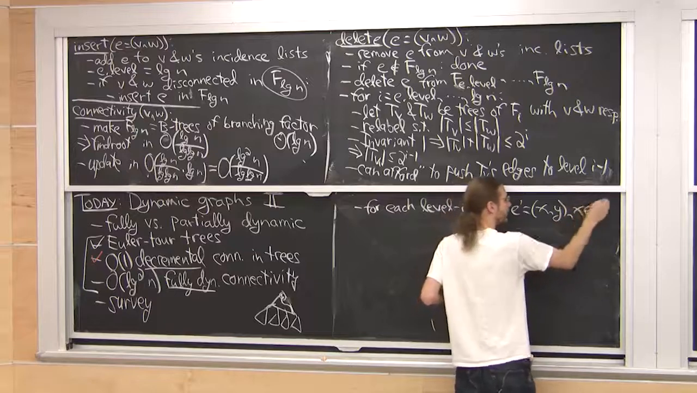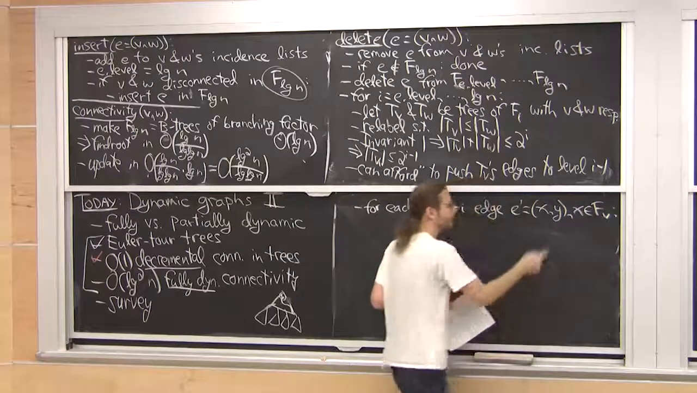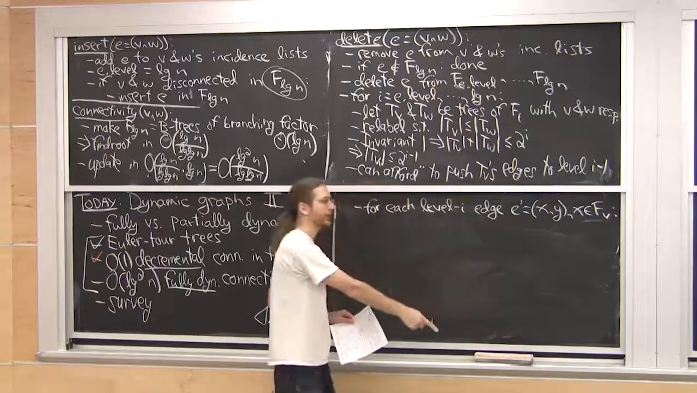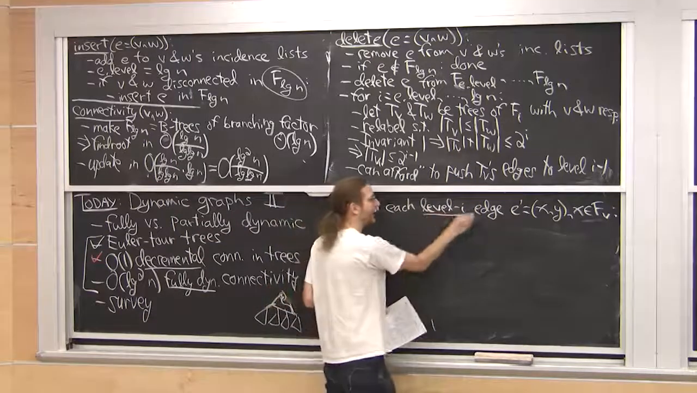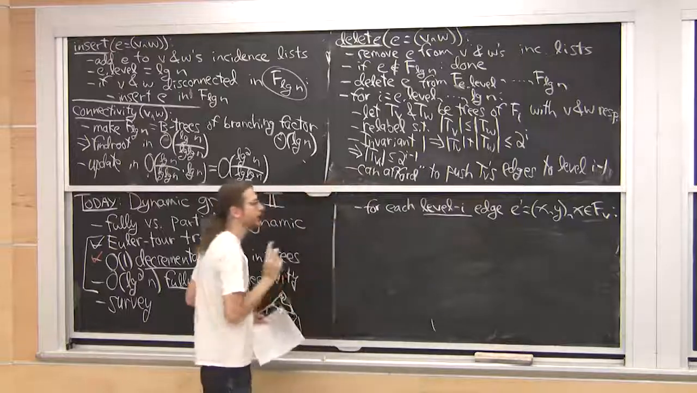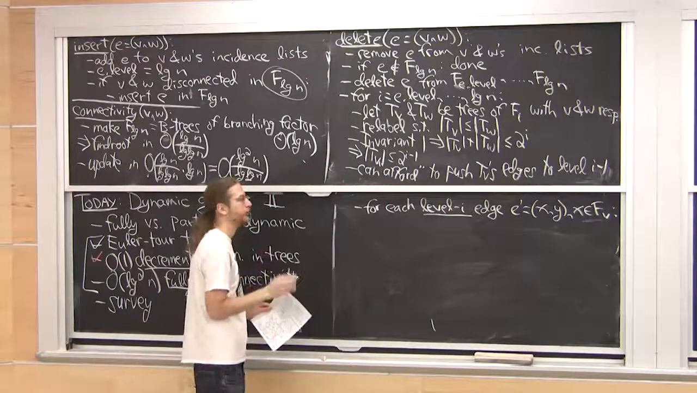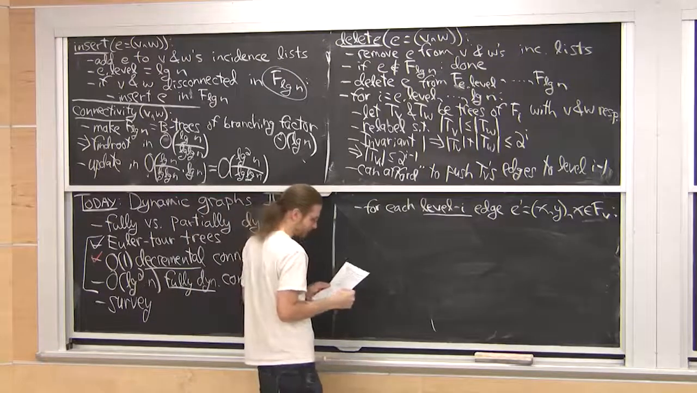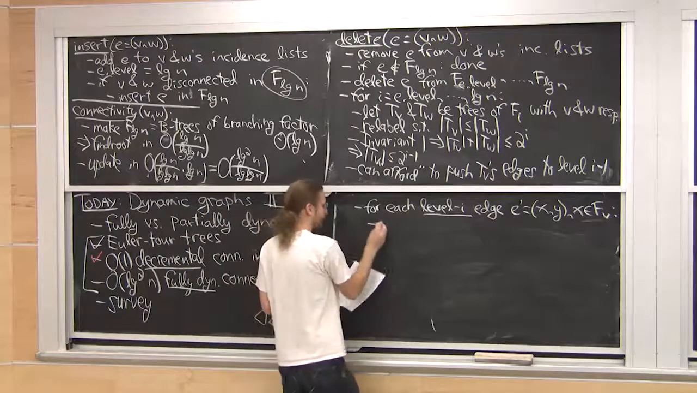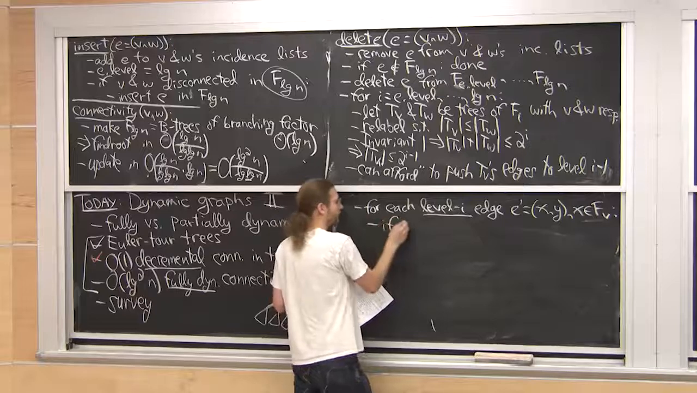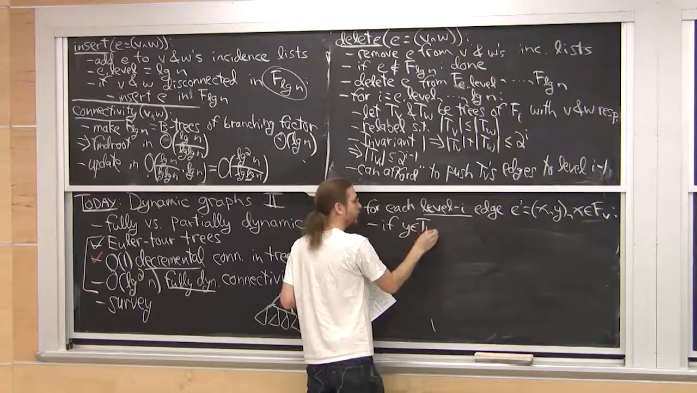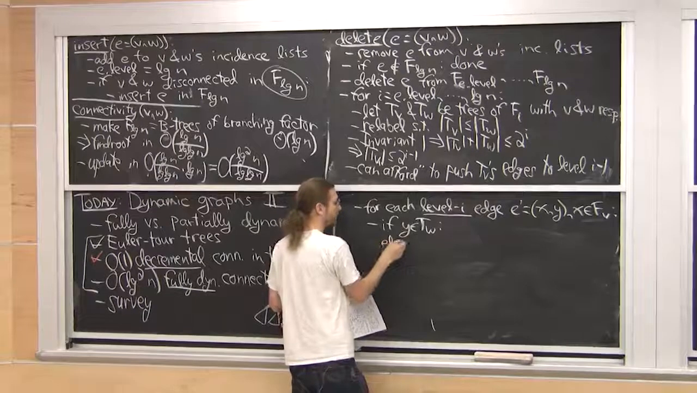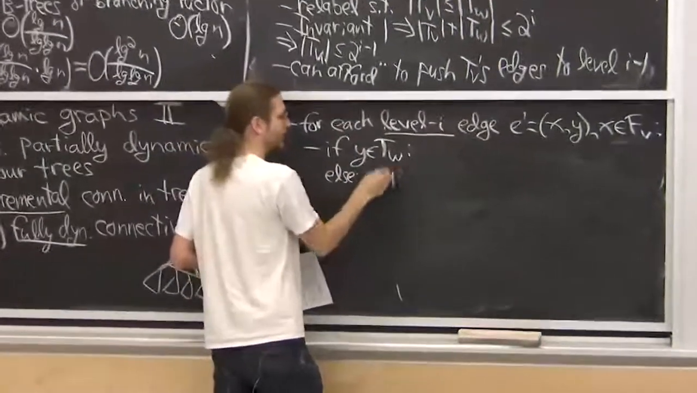So I want to search from every vertex in FV. I want to look at all the outgoing edges from there of level i. Never mind how to find those edges. Just pretend you could find it in constant time per edge. It's going to be log n time per edge, but that's okay. It's two cases. Either y is in TW. Otherwise, y is going to be in TV.